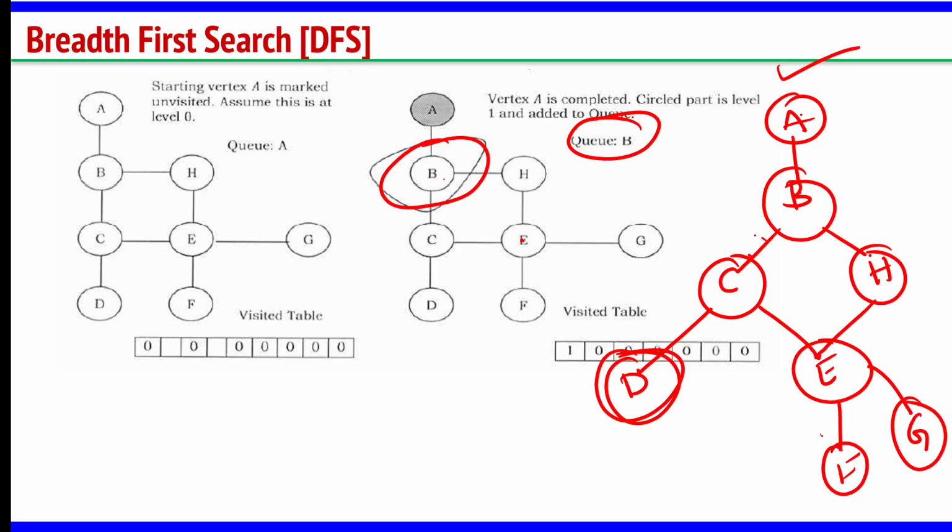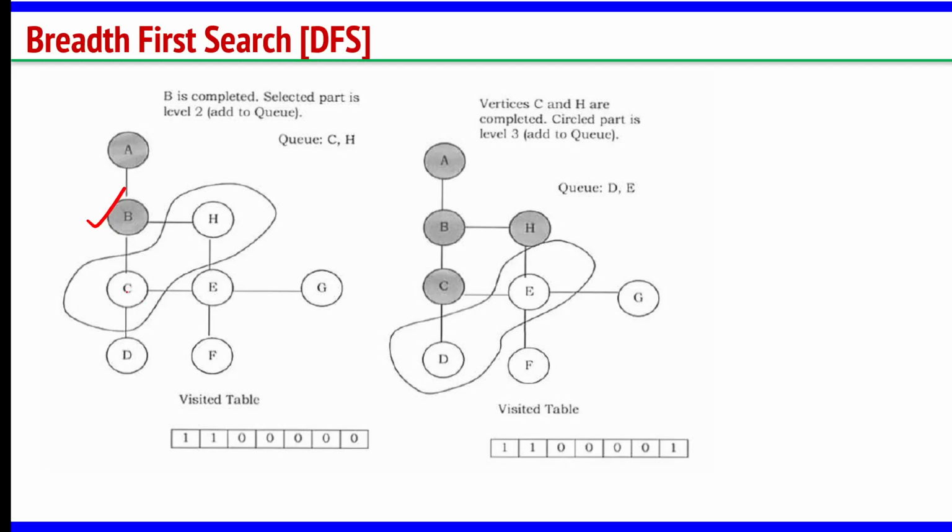Then after B, which two elements are there in the next level? C and H are in the next level. So, the queue will contain now C and H. How will I know that there are C and H? Because the children of B are C and H. They too will come into the queue. Now, in this I will visit C and H.